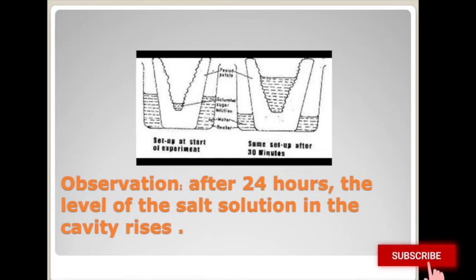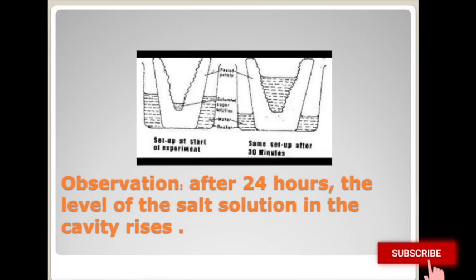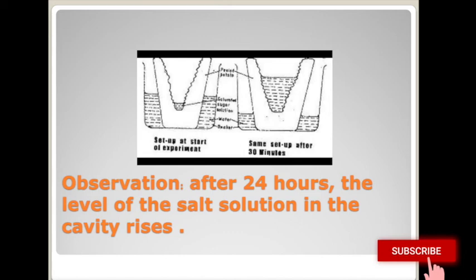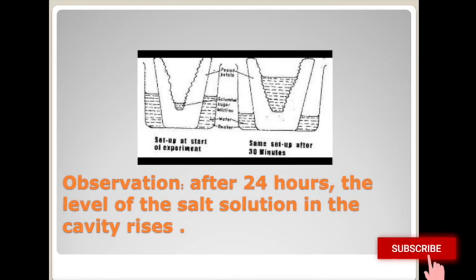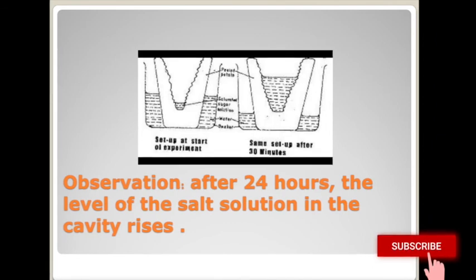But after 24 hours, look at the level of the solution in the yam cup, and then the level of the water in the beaker. That should tell you that osmosis has taken place. That shows that water molecules have moved into the cavity from the basin through the cells and the tissues of the yam. The cells and the tissues of the yam acted as a semi-permeable membrane.